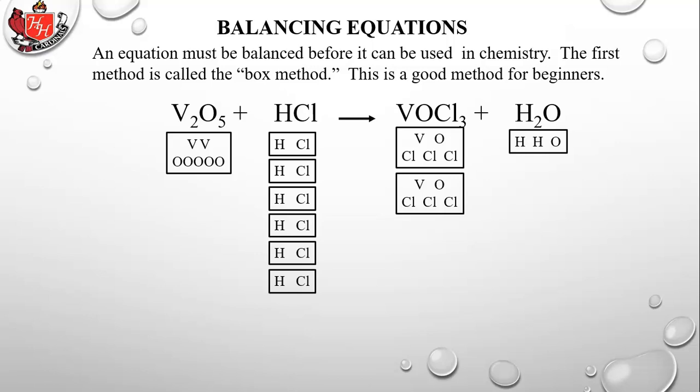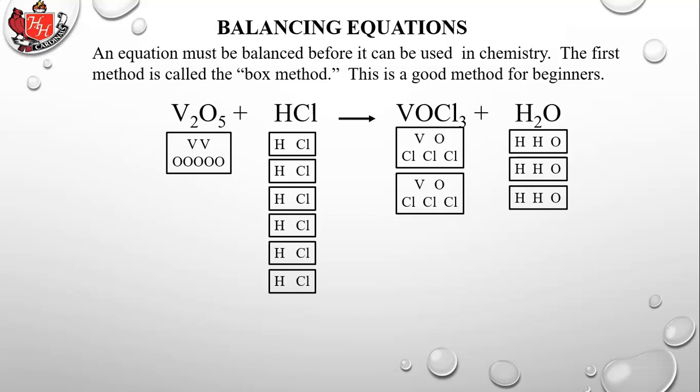So now let's look at hydrogen. If we look at it, we have 6 hydrogen on the left side of the arrow and 2 on the right side of the arrow. So think about it. What are you going to do? You're going to add another box and another box. So now we have 6 hydrogen on the left and 6 hydrogen on the right. And so everything is in balance except we haven't checked the oxygen yet.